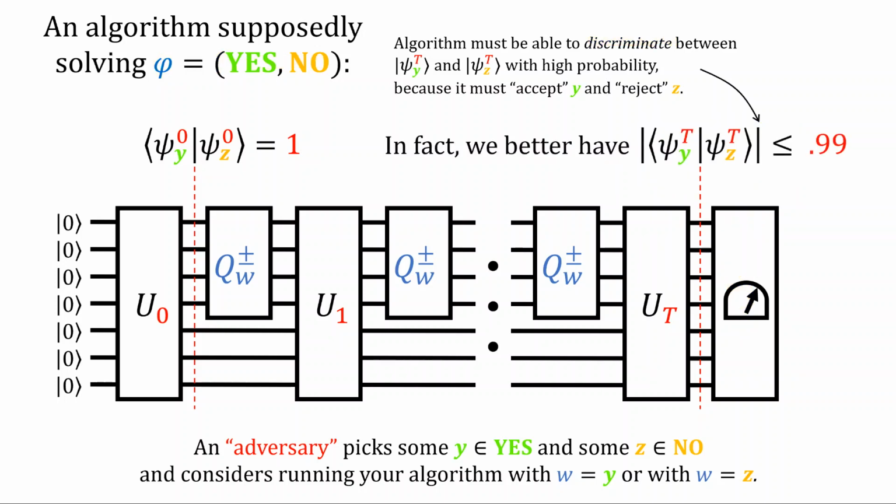In fact, more than that, it better be the case not just that the inner product is not 1, but it shouldn't also be like 0.99999 either. It shouldn't be extremely close to 1. Intuitively, that would mean the states psi sub y and psi sub z are extremely close at the end of the algorithm, and therefore they have extremely close measurement statistics. In particular, I'd like to claim that the absolute value of their inner product has to be at most 0.99, under the assumption that the algorithm works with high probability, giving the correct answer with probability at least 2/3.